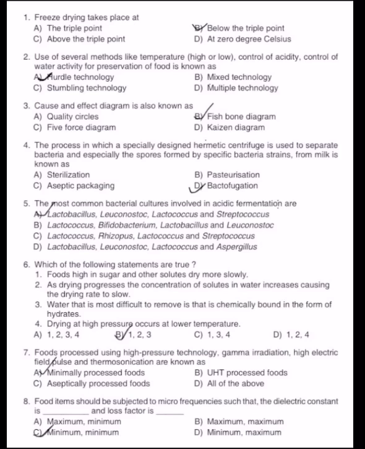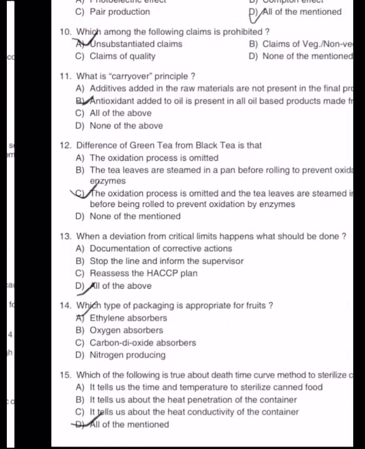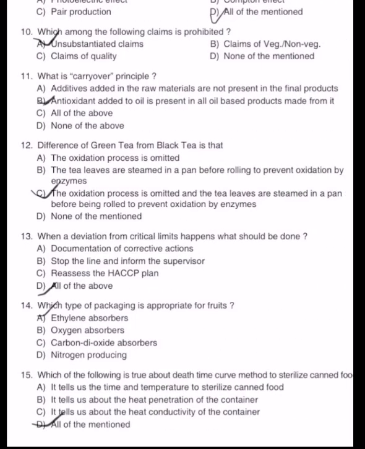Next question. Food processed using high pressure technology, gamma radiation, high electric field, pulse and thermosonication are known as option A, minimally processed foods. Food items should be subjected to microfrequency such that the dielectric constant is dash and loss factor is dash. Minimum. Option C. In which of the following ways does absorption of gamma radiation take place? All of the mentioned.